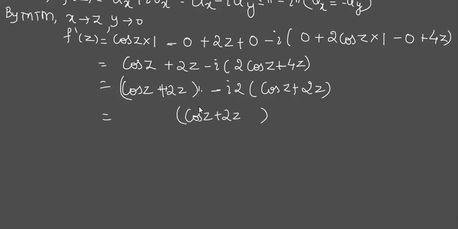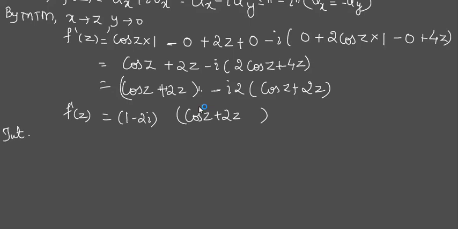From the first term what will you get? 1. From the second term it is minus 2i. This is my simplified f dash. Now you have to make sure, can you integrate this part? This is constant, not to worry. But this part, can you integrate?